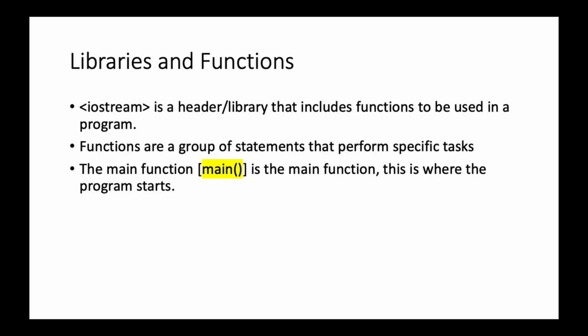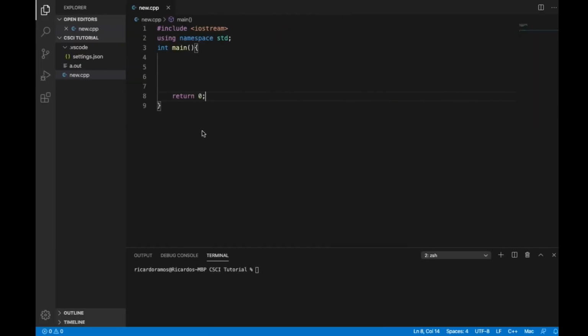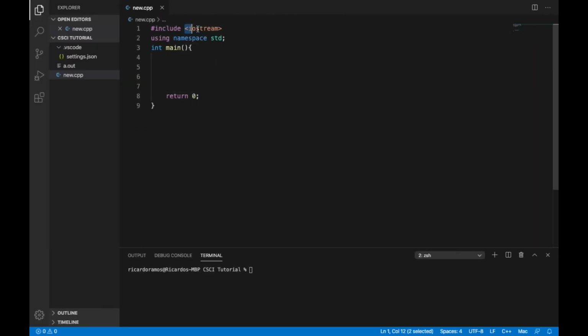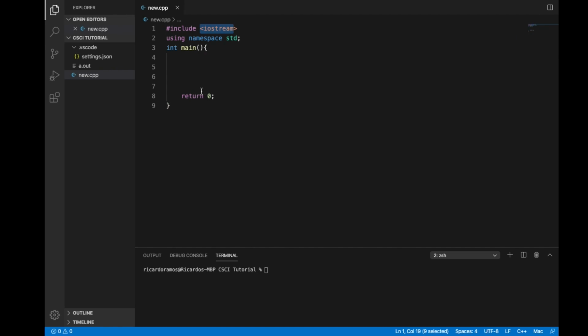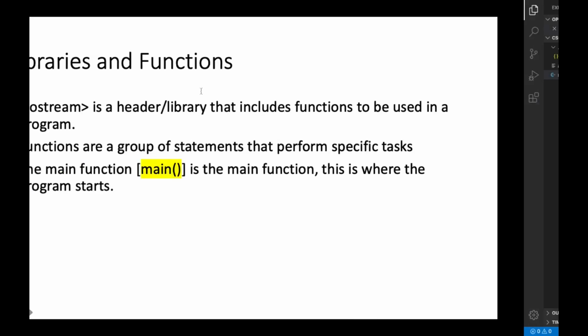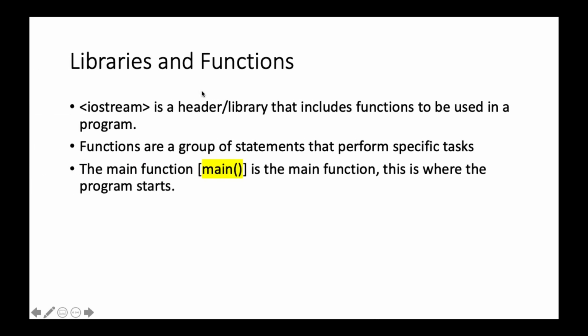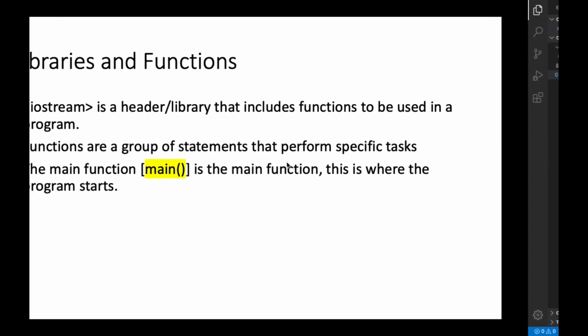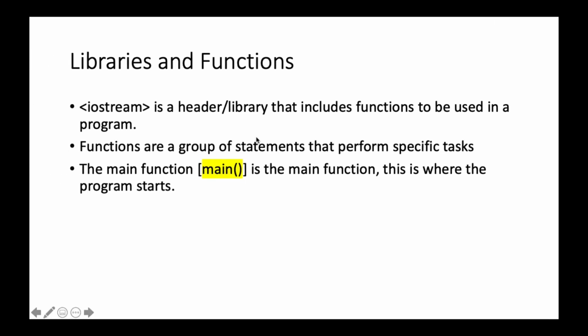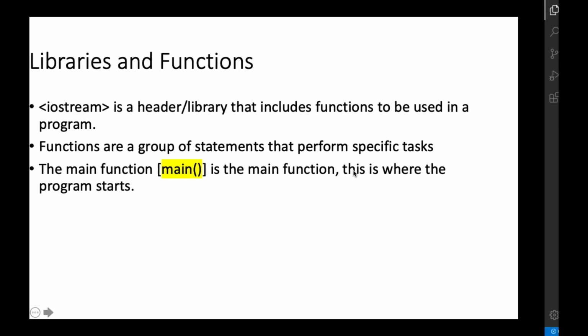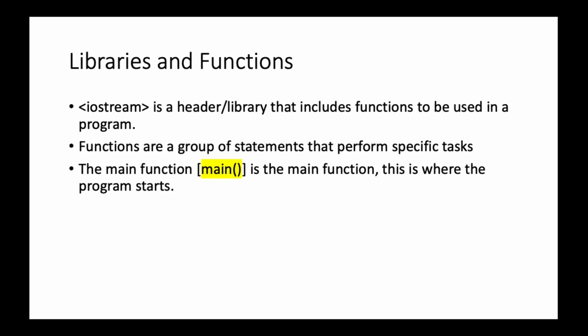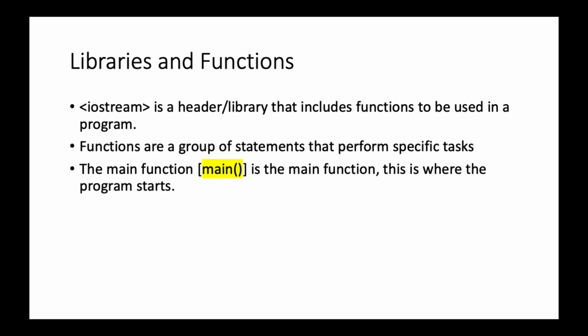So in C++, there are libraries and functions. Within these arrows, the iostream is a library that contains many functions to put into your program. Functions are a group of statements that perform specific tasks, so you have to include libraries to perform those. The main function is what the program starts with. This is where the program starts to read.